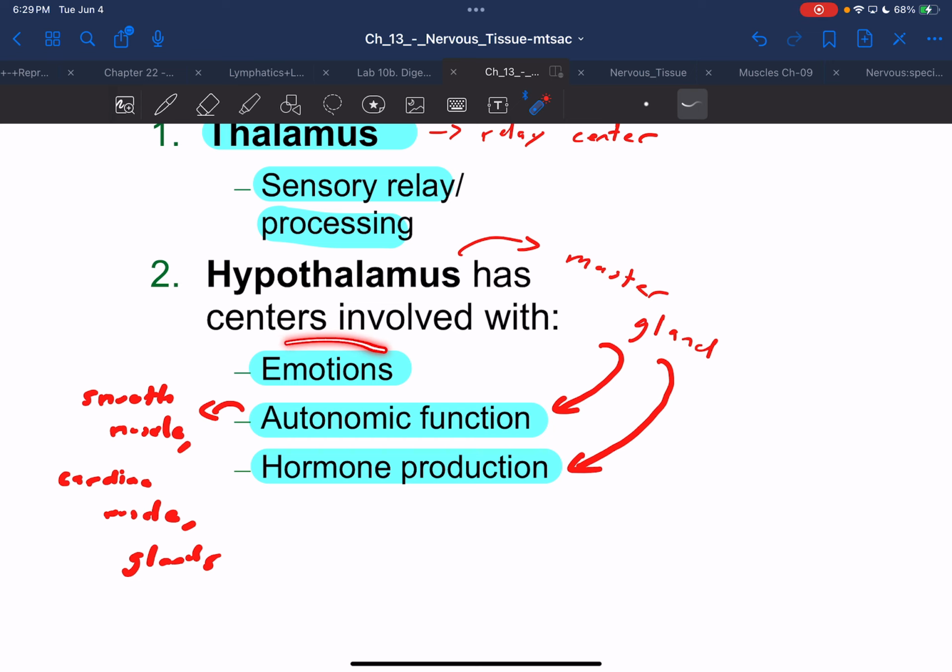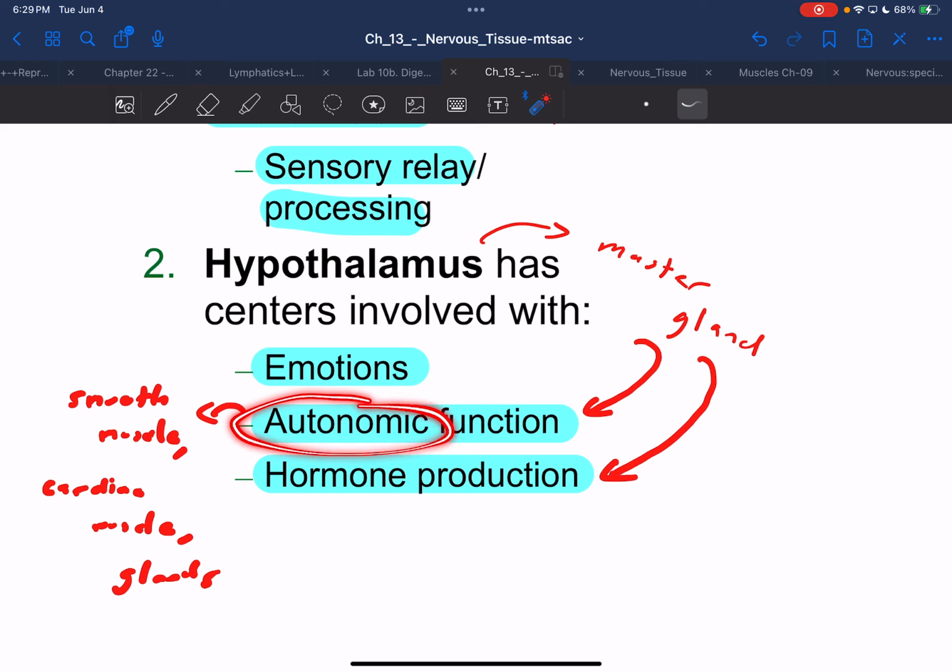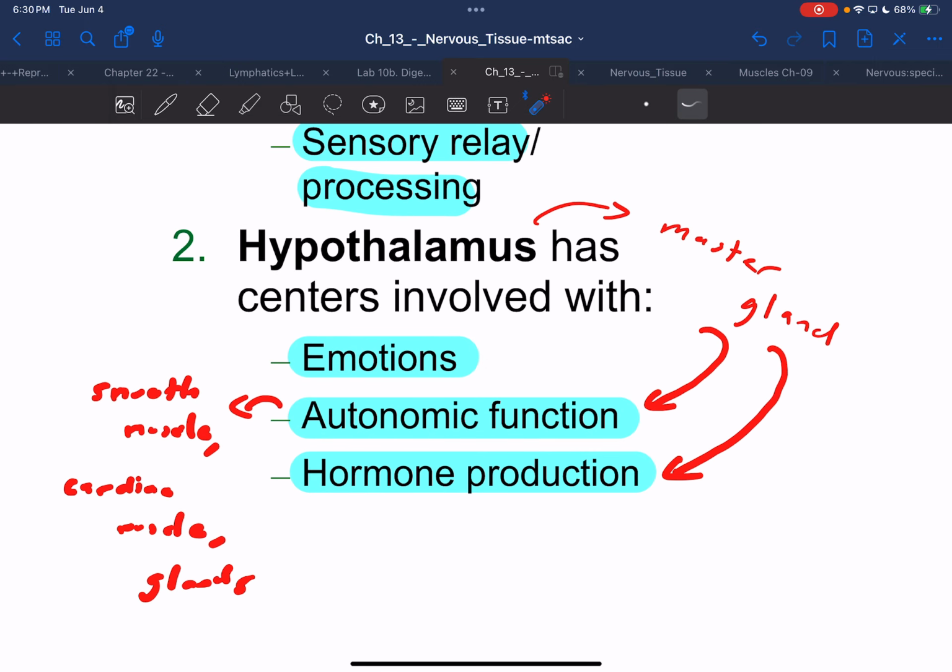And lastly, emotions. Remember, autonomic are things that we do not want to control. Easiest ones to think about are the muscular layer of all our digestive tract, those smooth muscles that are in there, and cardiac muscle, the cardiac muscle within the myocardium.